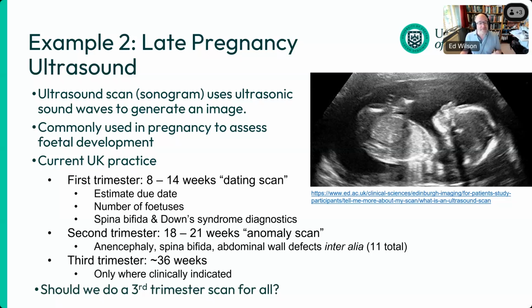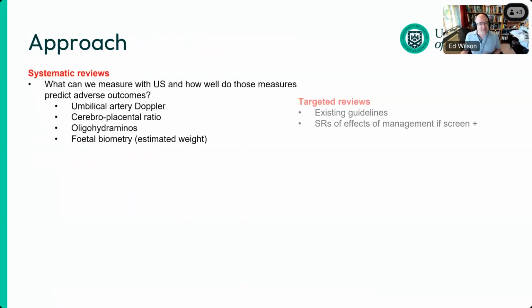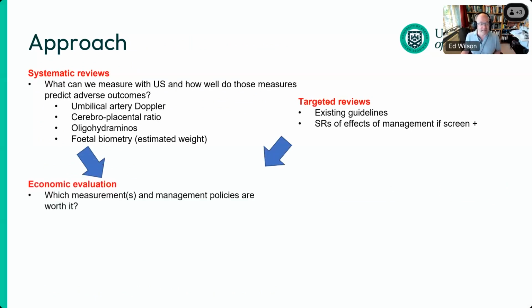The main driver for this was stillbirth rates. Stillbirth rates in the UK are pretty low, but an ultrasound scan is non-invasive, it's very easy, and it's relatively cheap. If we could further reduce those stillbirths and other complications of delivery, then that might be a good value investment. So the approach for this project: we did several systematic reviews that my colleagues did, looking at what you can measure with ultrasound, and how well those measures predict outcomes. That then fed into the economic analysis, which asked which measurements and management policies, so what we do once we find an anomaly, are worth it.